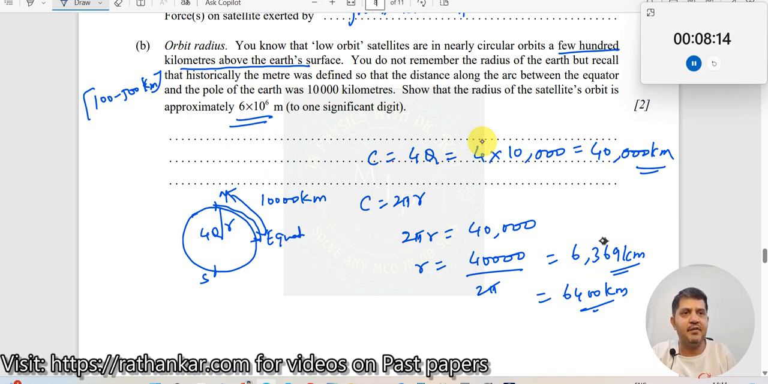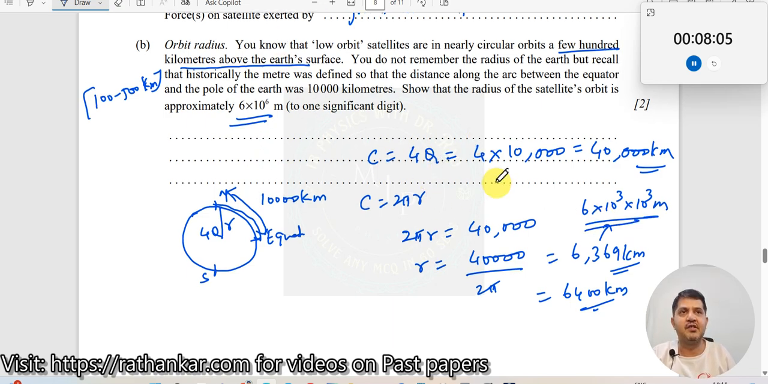How is it? So this can be written as 6 into 10 cube into 10 cube meters, right? Which should be 6 into 10 power 6 meters. Okay, so this also we have solved.